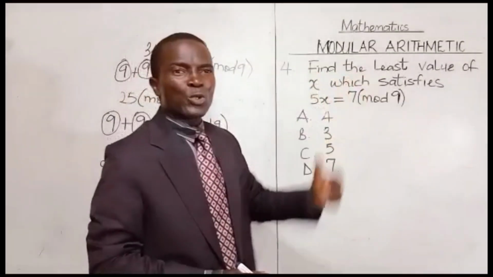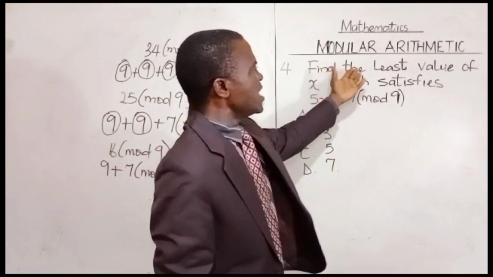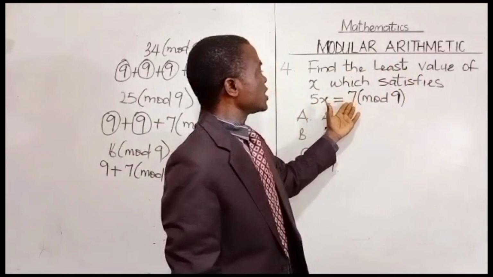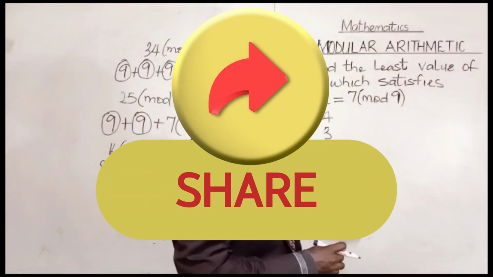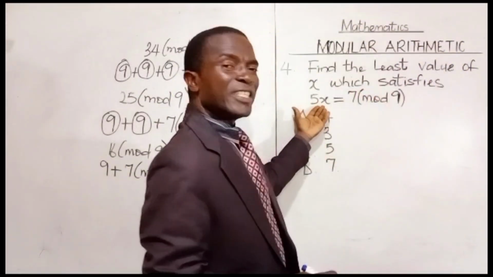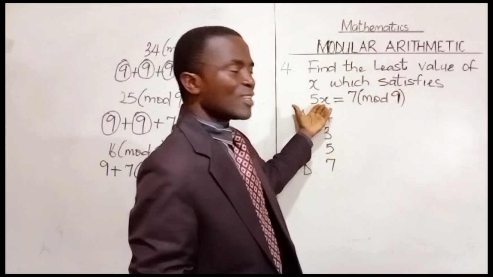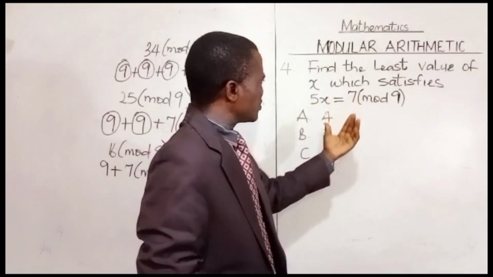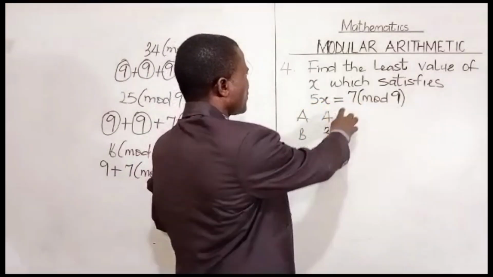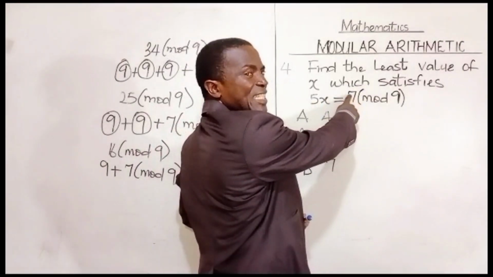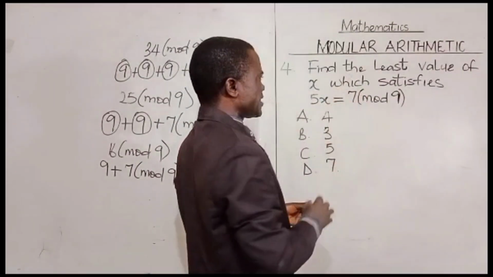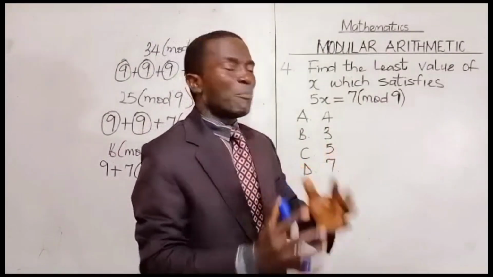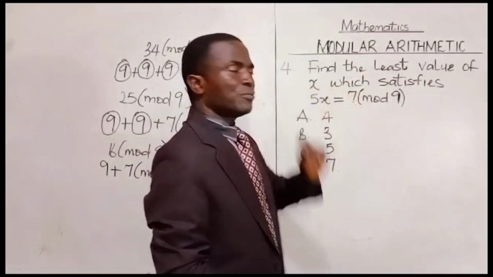Now let us look at how we are going to answer the question. The question says, find the least value of x which satisfies 5x is equal to 7 modulo 9. As we look at this, we want to find the least value of x. So all that we need to do is divide both sides by 5. But if we divide both sides by 5, 5 cannot go directly inside 7. There will be a leftover. So because of that, we will look for another bigger number, another number that has equal value with 7.